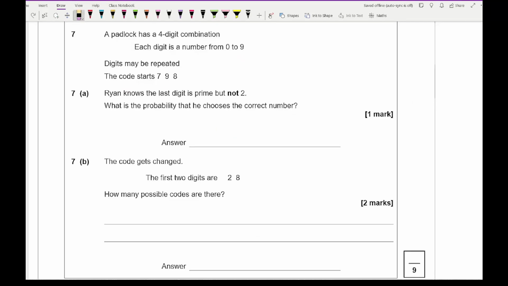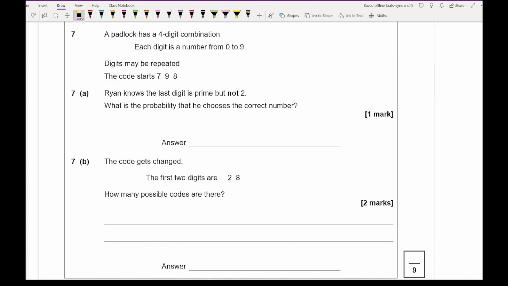Now moving on to question 7, it says the padlock has a 4-digit combination. Each digit is a number from 0 to 9. The digits may be repeated and the code starts 798. Ryan knows that the last digit is a prime number but not 2. What is the probability that he chooses the correct number?